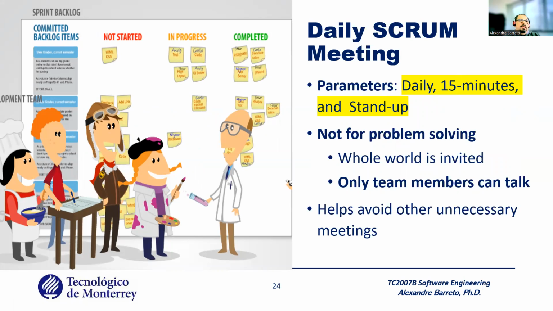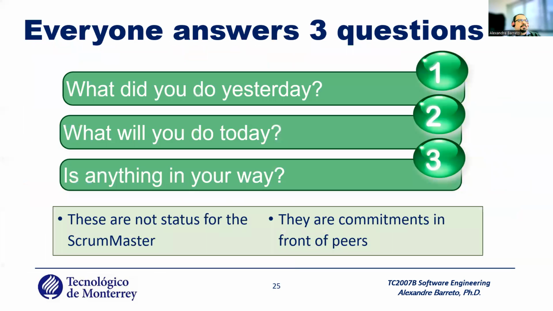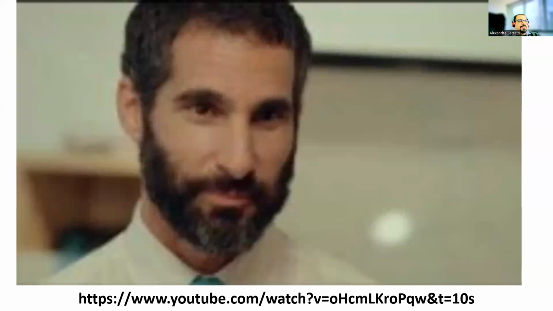You have the planning meeting, and you have the daily Scrum meeting. As I said, it's a daily 15-minute stand-up, not for problem solving. The whole world is invited, but only team members can talk. It helps avoid other unnecessary meetings. During the daily meeting, you answer: what did you do yesterday? What will you do today? Is anything in your way? These are the 3 questions. It's not a status report for the Scrum Master, but a status report for the peers.